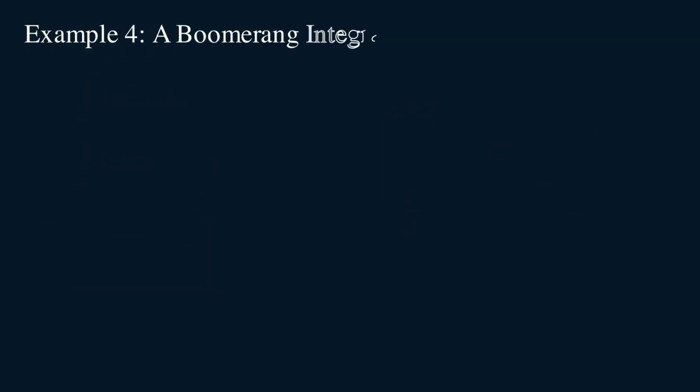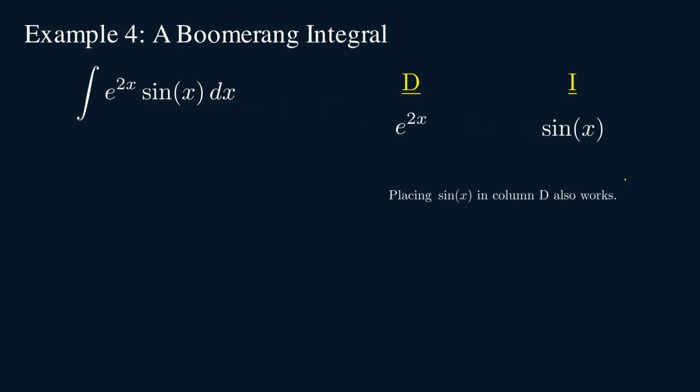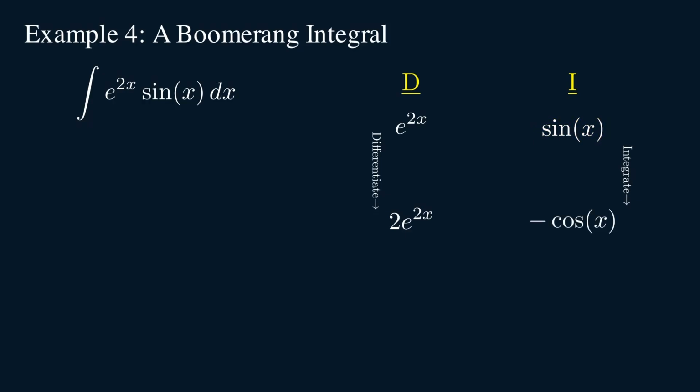Now, we discuss an interesting example of a boomerang integral, an integral that comes back around. To integrate e to the 2x times sine of x, place e to the 2x in the first column, and sine of x in the second column. The derivative of e to the 2x is 2 times e to the 2x. And an antiderivative of sine of x is negative cosine of x. The 2 parts of the antiderivative are indicated by the arrows, with alternating signs, plus for the first part, and minus for the second.